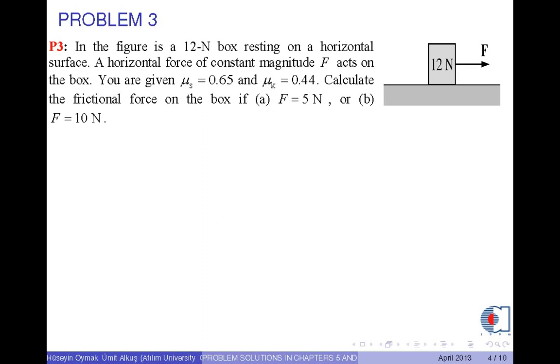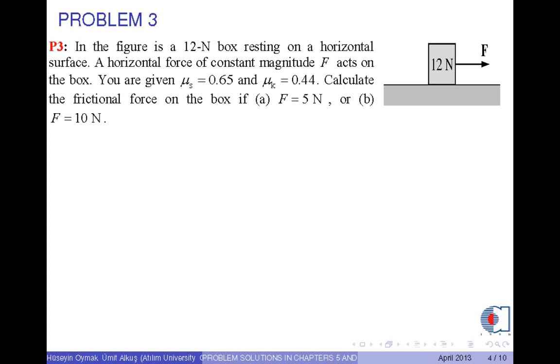In this figure, there is a 12 Newton box resting on a horizontal surface. A horizontal force of constant magnitude F acts on the box. We are given the coefficient of static friction μs as 0.65 and that of kinetic friction μk as 0.44. The question is to find the frictional force on the box if F equals 5 newtons or 10 newtons.